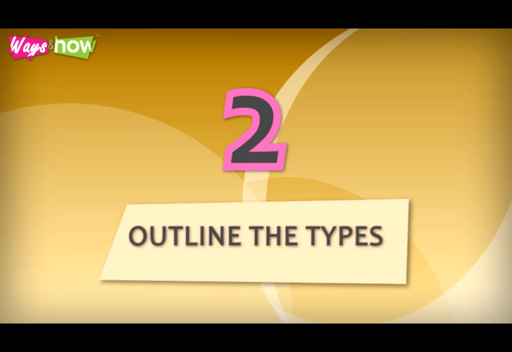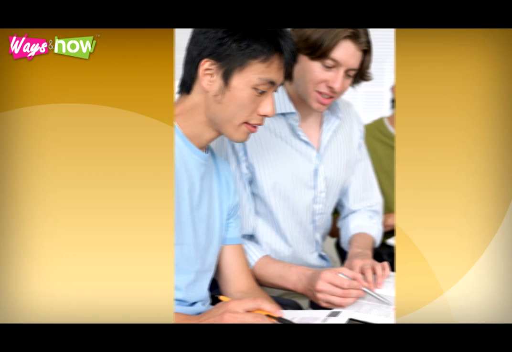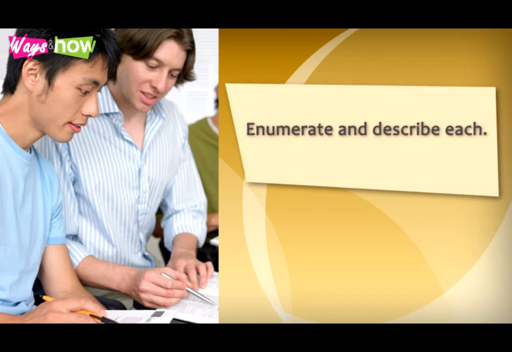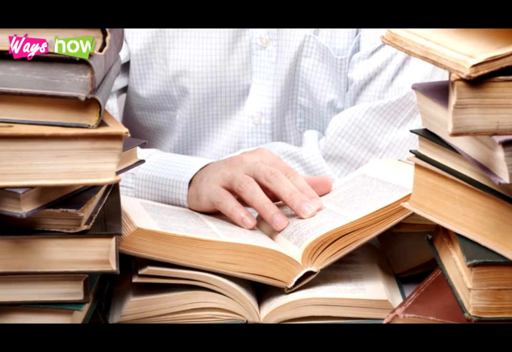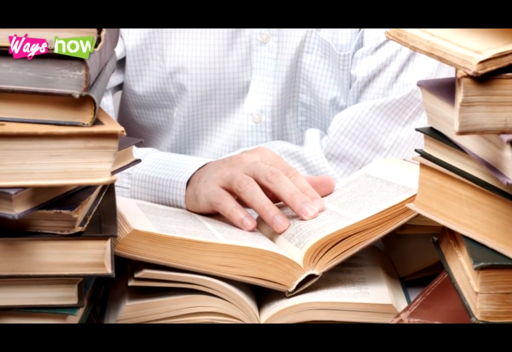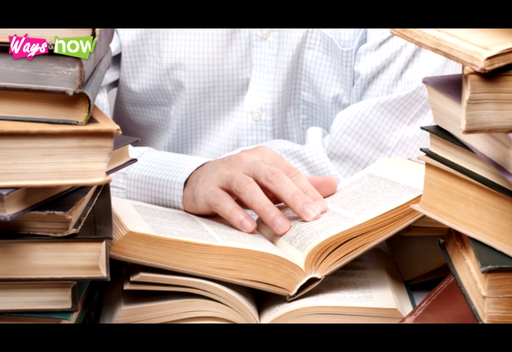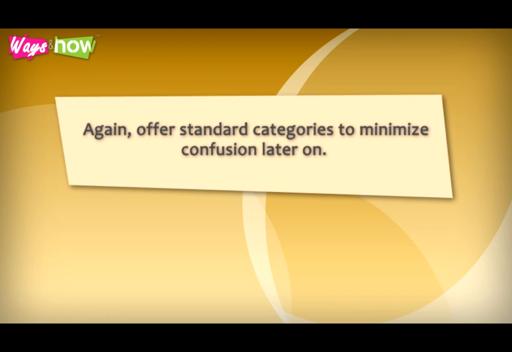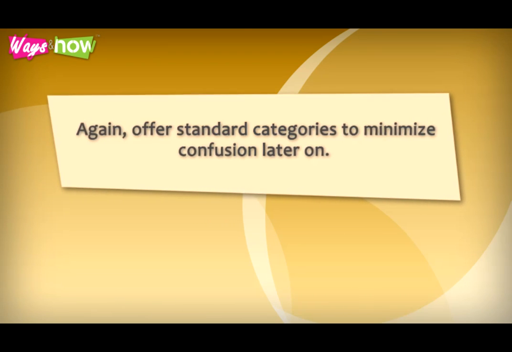2. Outline the types. Next, explain that verbs belong under different categories. Enumerate and describe each. Different references may offer varying labels, and even the number of categories may differ. Again, offer standard categories to minimize confusion later on.